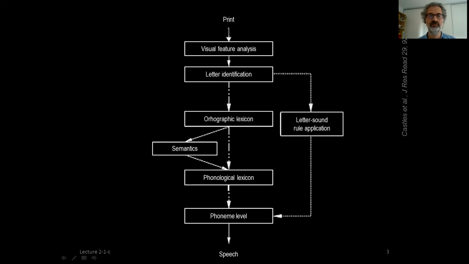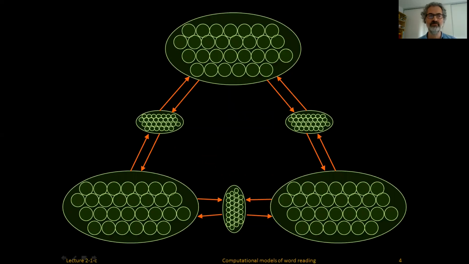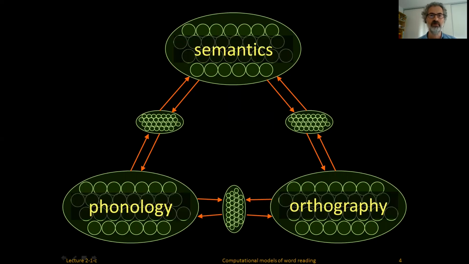Another kind of model that you will see in the literature very much is the so-called triangle model. The triangle model is unfortunately much more difficult to understand, not intuitive at all. It posits that there are three domains of processing: orthography, phonology, and semantics, and that these are connected through intermediate layers such that they can activate each other. All of them can activate each other.